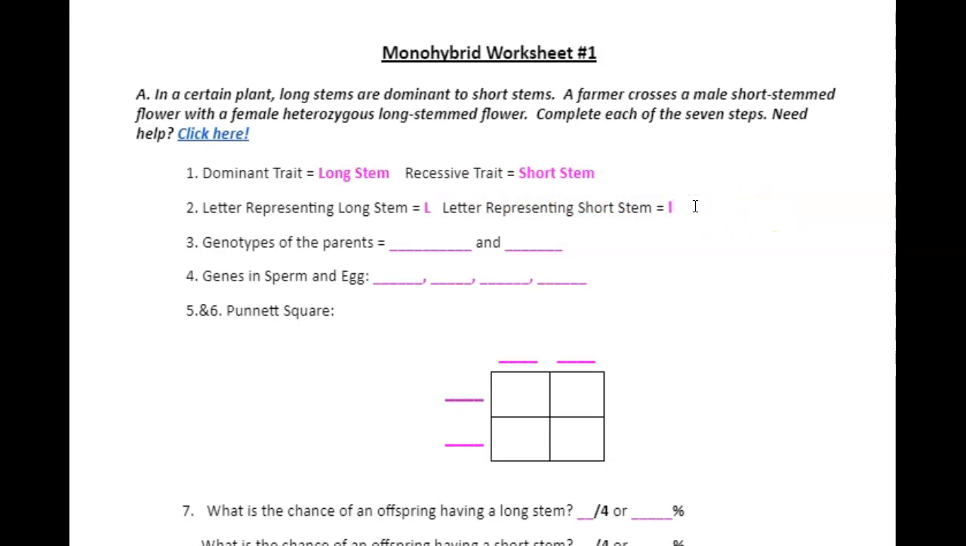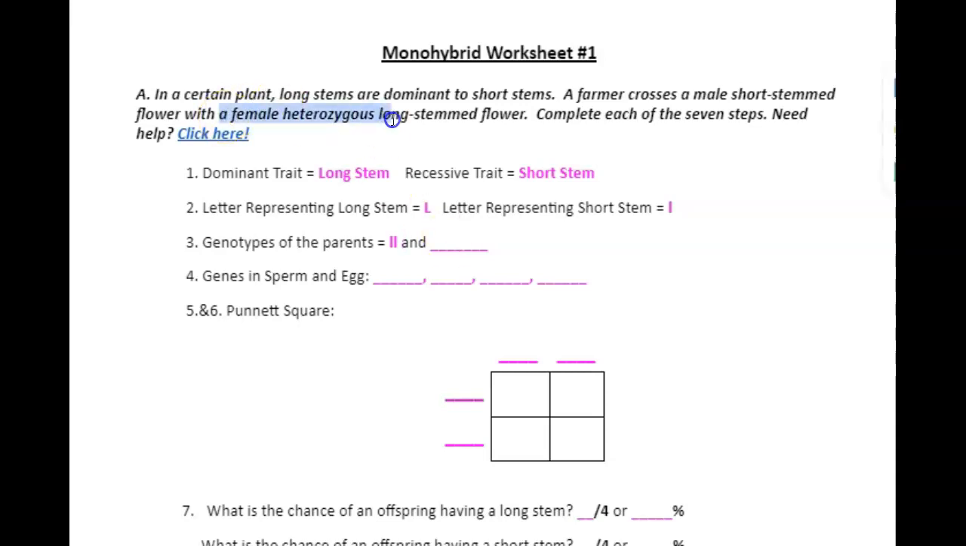So on your worksheet, number 2, if you want to abbreviate this, you can just write long stem equals big L, short stem equals little l. Now we have to figure out the parents. It says that one parent is short stemmed. Well, we know short stem is recessive and it's little l. If it's recessive, it can only have 2 little l's. So we're going to write little l, little l. You can write parent 1 equals little l, or mom equals little l, dad equals little l, whichever one you would like. Or you can just write genotypes of the parents equals and write both of them.